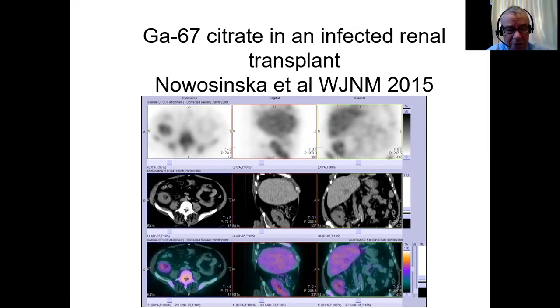And if you're very sharp-eyed on the CT scan, you will see there's quite a lot of streaking around the kidney, confirming that there's an active infection or inflammation.